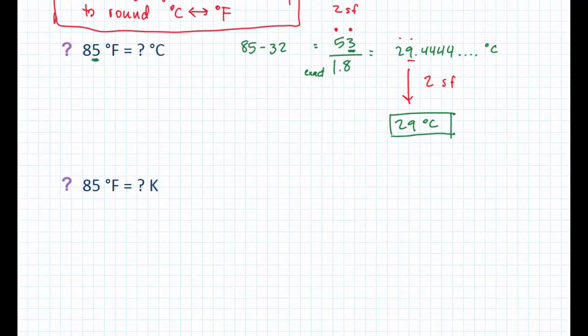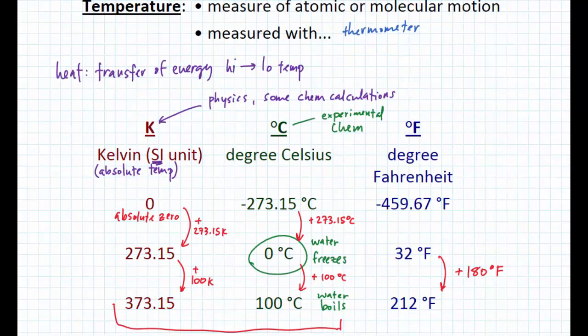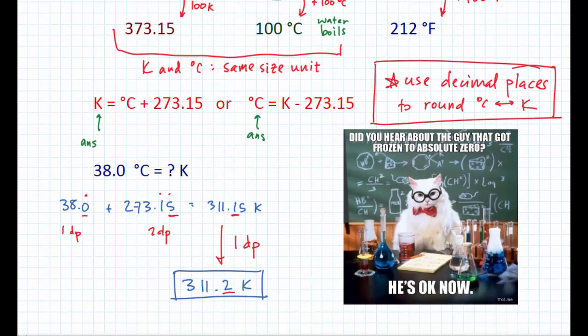what do we have to do if we want to go from Fahrenheit to Kelvin? Yep. So if I want 85 Fahrenheit in Kelvin, we would have to first do 85 Fahrenheit to Celsius, which we did above. Okay. And then Celsius to Kelvin, let's just make a little note: Fahrenheit, Celsius, Kelvin. Celsius to Kelvin, what should I add or subtract? It's going to be this one.